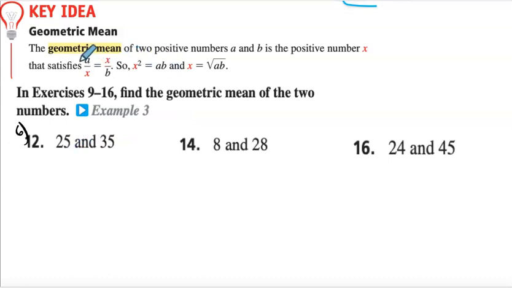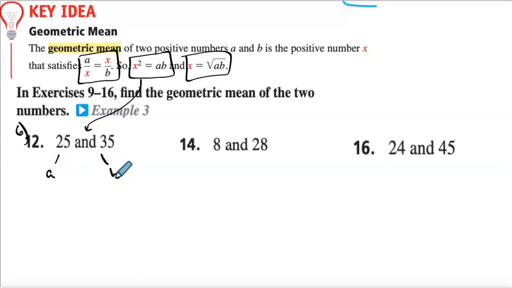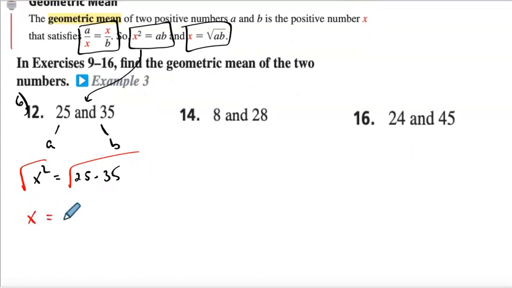So in this case, your geometric mean can be referred to as a over x equals x over b, or you could look at it as x squared equals a times b, which ultimately becomes x equals the square root of ab. So if I apply this here, if 25 is my a, 35 is my b, then x squared is equal to 25 times 35, and then take the square root of both of these. So x is equal to the square root of 25 times 35.